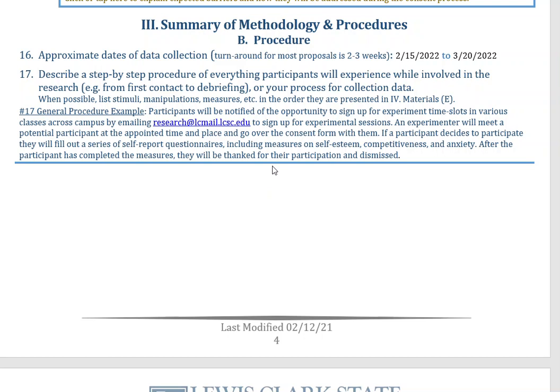To sign up for the experimental sessions, an experimenter will meet a potential participant at the appointed time and place and go over the consent form with them. If a participant decides to participate, they will fill out a series of self-report questionnaires, including measures on self-esteem, competitiveness, and anxiety. After the participant has completed the measures, they will be thanked for their participation and dismissed. Short, sweet, to the point.